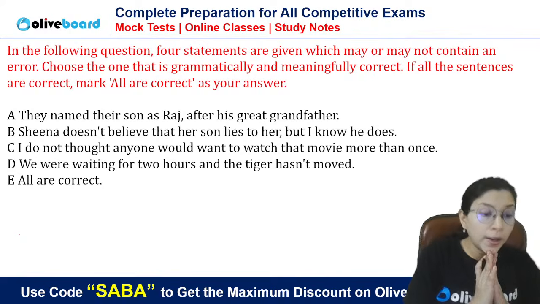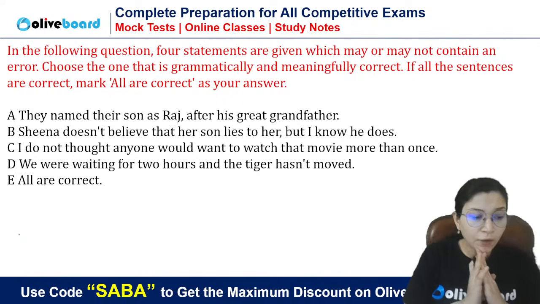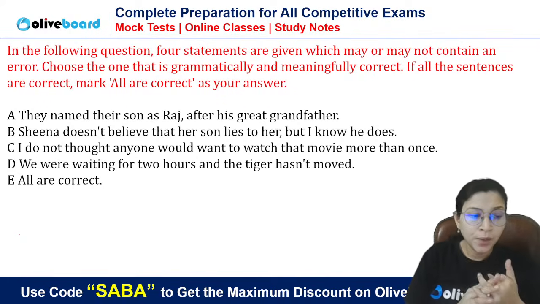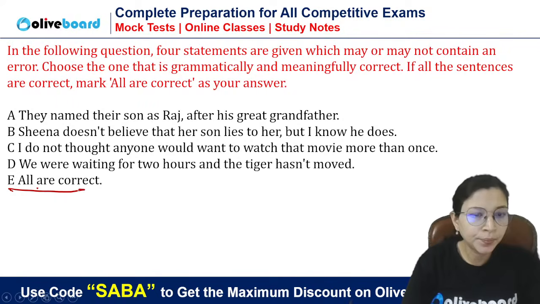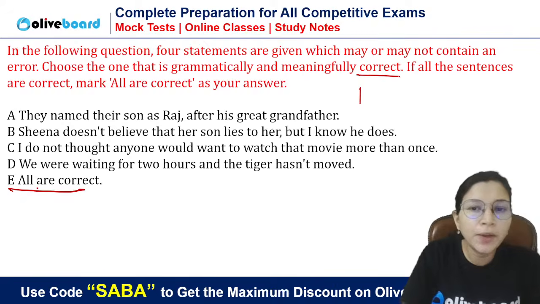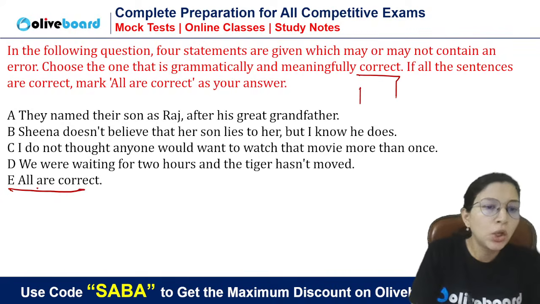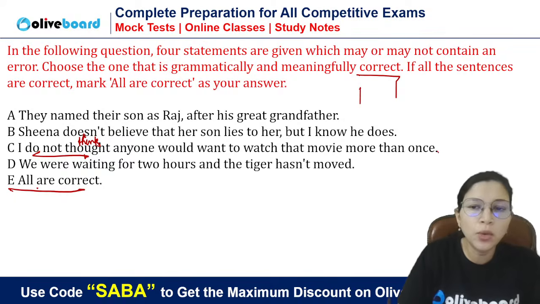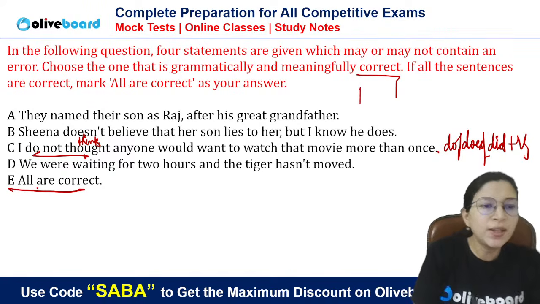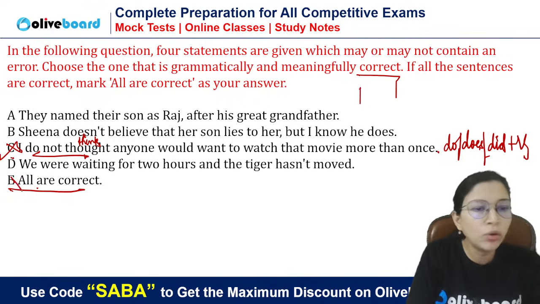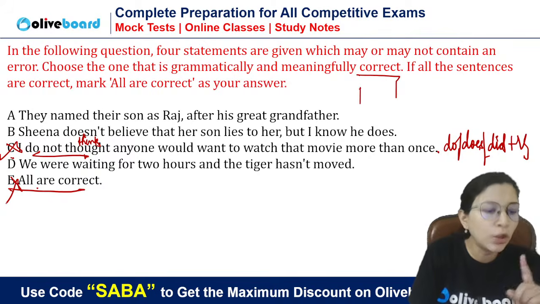Who is saying all are correct? Can we even think of this option, all are correct? You have to find the correct one, guys, not the incorrect one. Do not thought or do not think. The blunder is given here. You all know that do, does, did is always followed by V1. So this is definitely wrong. And if C is wrong, then E is also wrong, because if even one is wrong, all are correct will not go.